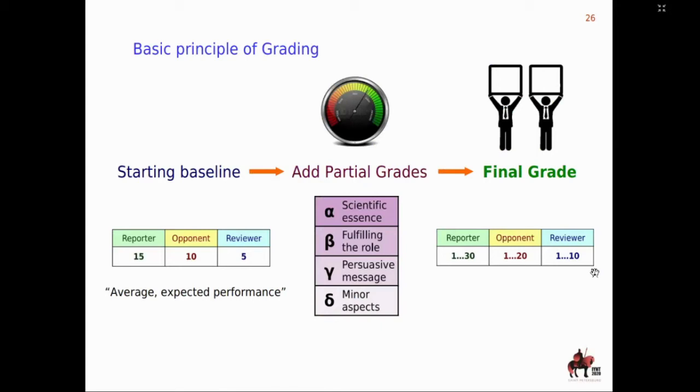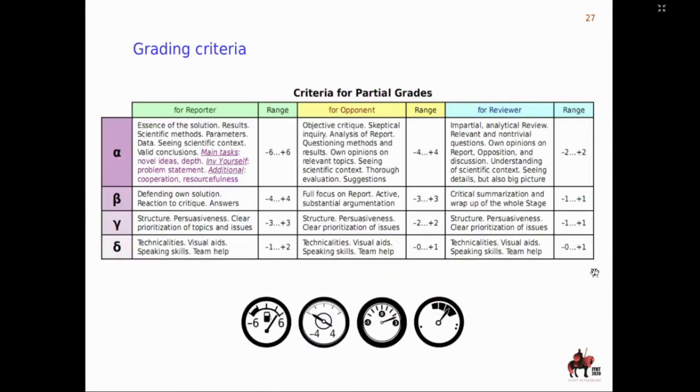And you receive the final grade, which is the grade that you give for each of the three teams, and it is in different ranges. The range is 1 through 30 for reporter, 1 through 20 for opponent, and 1 through 10 for reviewer. You can check the criteria for partial grades in the so-called individual jurors protocol. You can download it on the webpage IYNT.org/St. Petersburg. You can see these criteria on the slide.